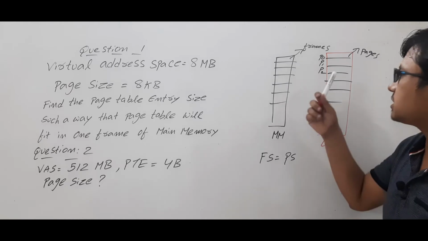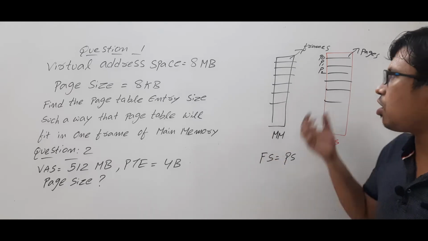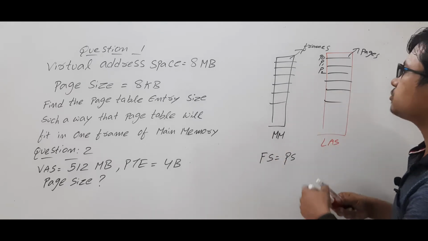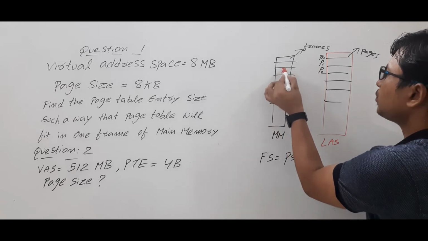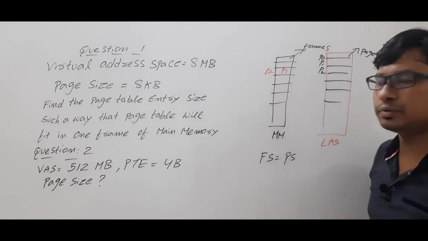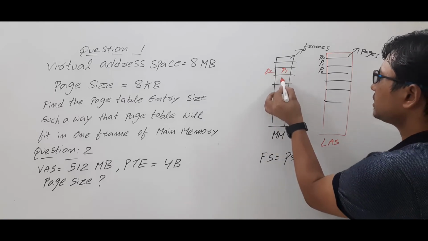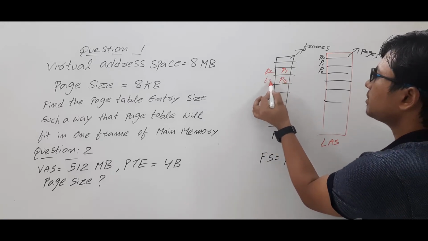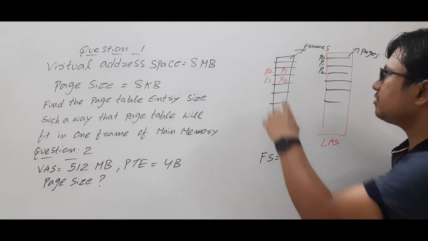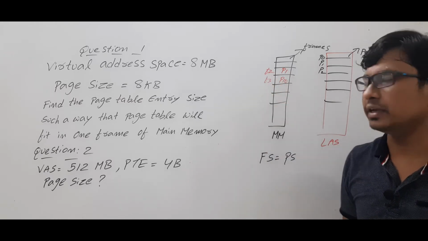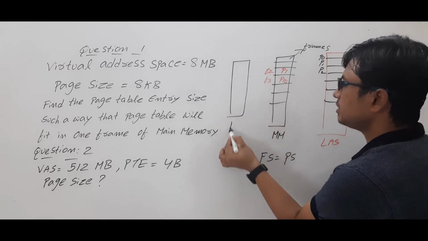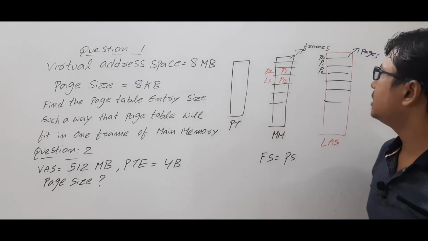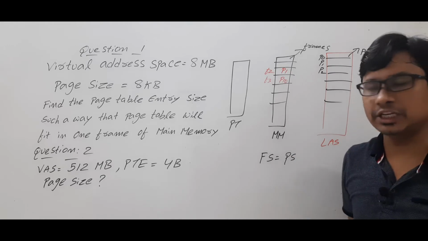Whenever the CPU is executing a particular process, on demand the pages will be stored in the main memory. Suppose let's take that page number 1 is loaded in frame number 2. Similarly, page number 10 is stored in frame number 3. Now, this information somewhere we need to maintain. So, that information will be maintained in a page table. So, each process will maintain its own page table.